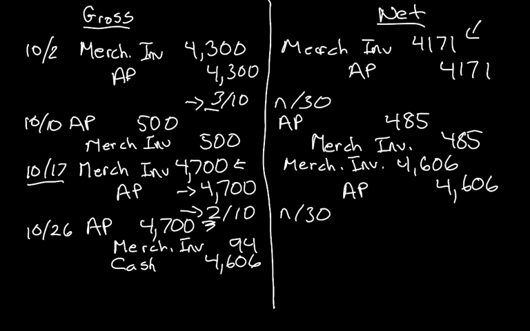Now, that's for the gross. However, on the net side, we've already taken the discount. Remember, here it is. So now that we paid within the discount period, we're just going to debit the accounts payable account, $4,606, and credit the cash account for the same amount.